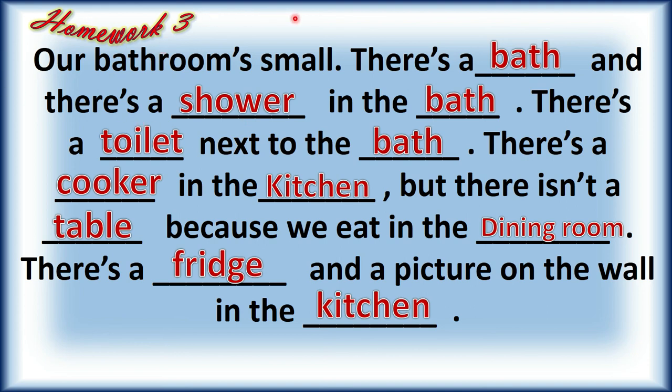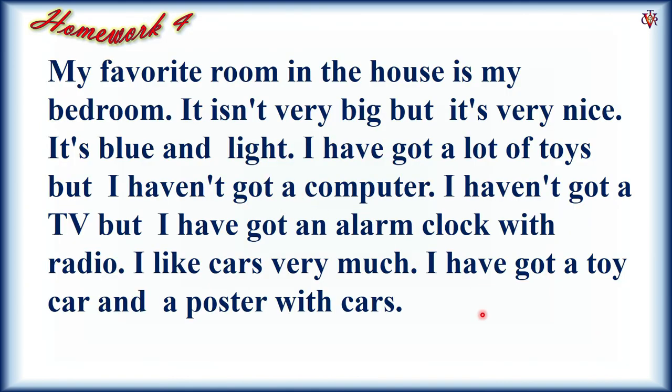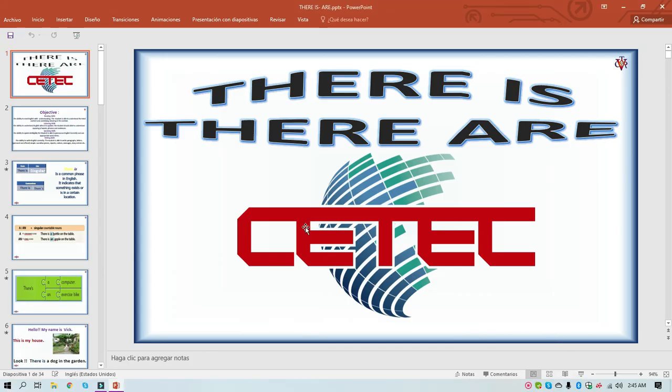Homework number 3. In this bedroom. Let's see. Example number 1. See another example. My homework number 4. Color is red. I have 2 pillows on my bed. The sock is on the bed and on the floor. I have got a poster on the wall. There is a chest of drawers in my room. I like to make models. Now I am making a model plane. I have a green carpet on the floor. That was the description of there is and there are. Please check your answers.